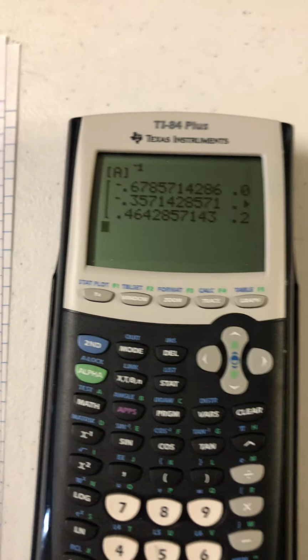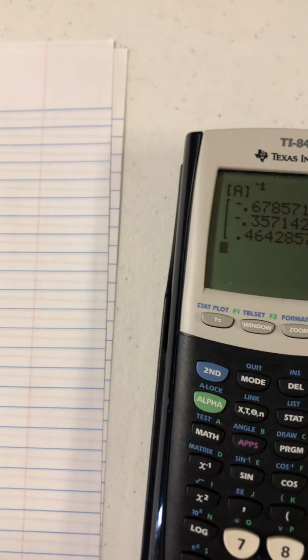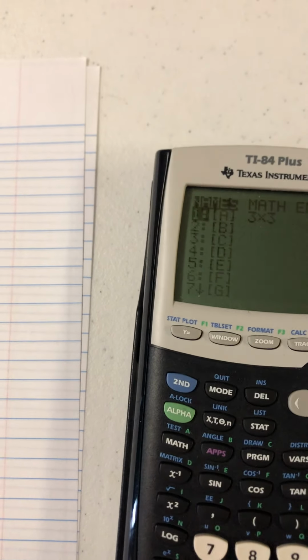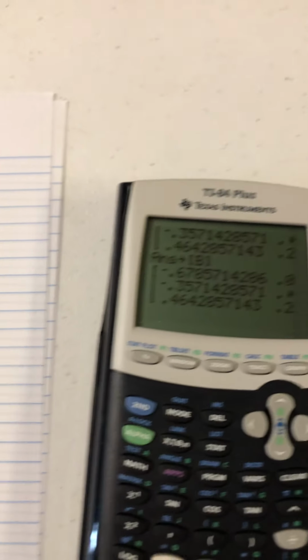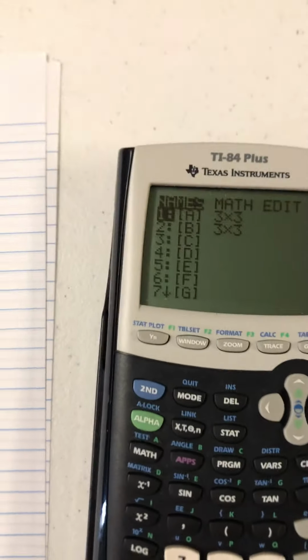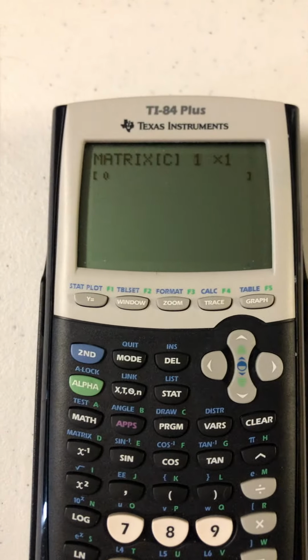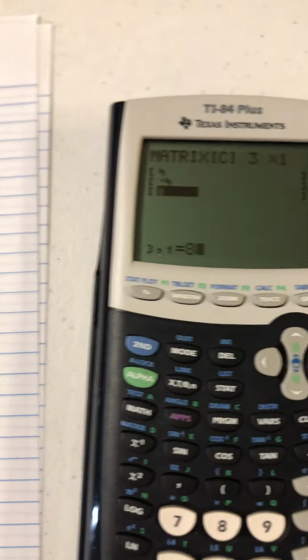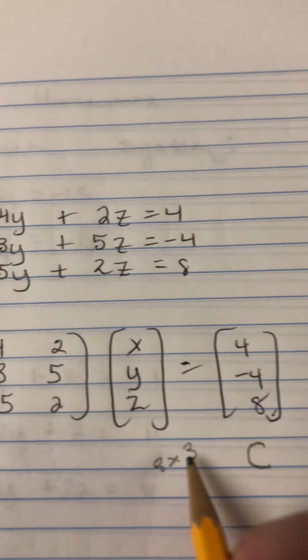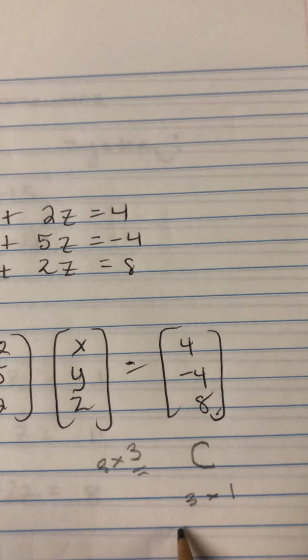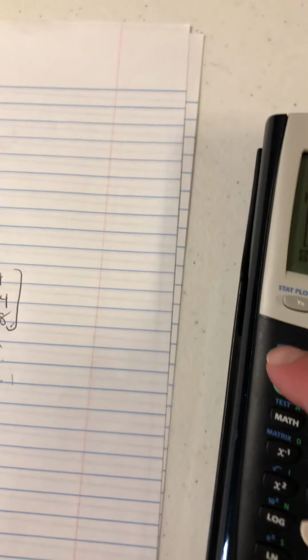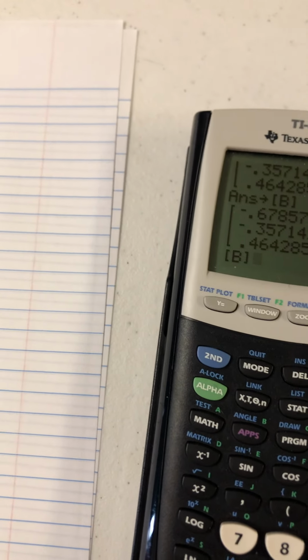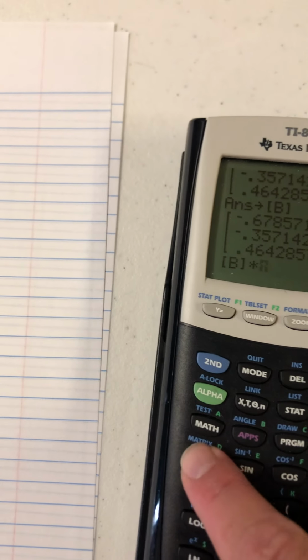I'm going to expect decimals. Not a problem. I won't even bother writing it down. Store that into matrix B. All right. Now we have to enter in matrix C, which will be our 3 by 1 matrix of 4, -4, and 8. So remember, this is a 3 by 3 matrix, multiplying that by 3 by 1. The end has to match the beginning. So we're going to take matrix B first and multiply that with matrix C. And ta-da, there's your answers.